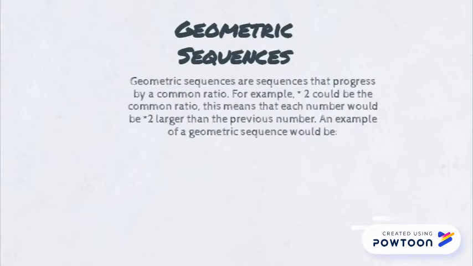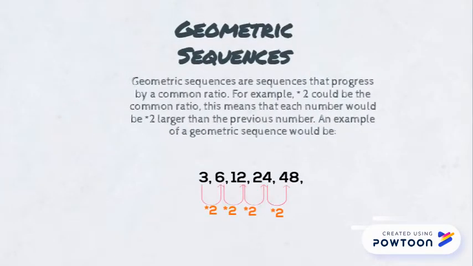Geometric sequences are sequences that progress by a common ratio. For example, times 2 could be the common ratio. This means each number would be times 2 larger than the previous number. An example of a geometric sequence would be 3, 6, 12, 24, and 48. The common ratio in this is times 2.